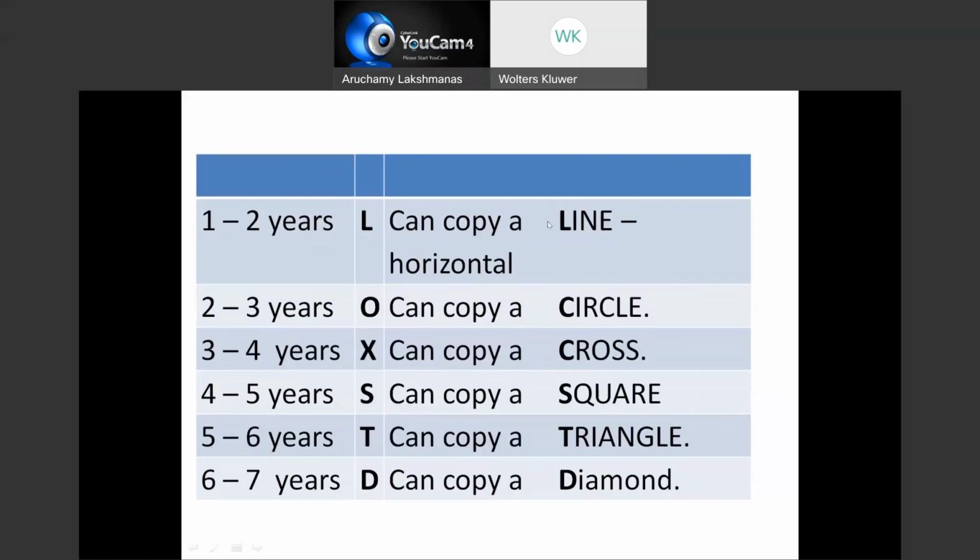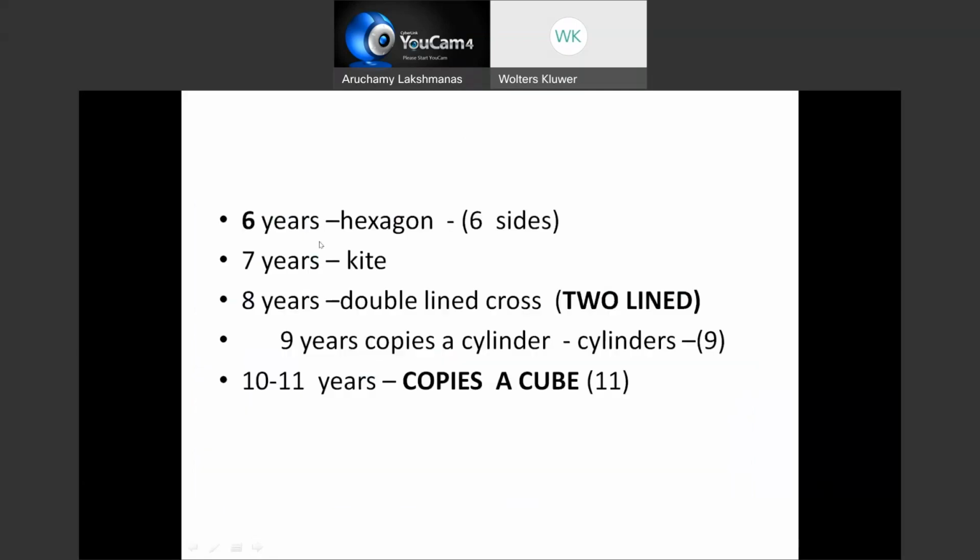So 1 to 2 years, it can copy a horizontal line and can copy a circle and cross, square, triangle, diamond. By 6 years, it can draw a hexagon. Hexa, 6, you remember. 6 sides. 7 years, kite. 8 years, as I told you, double line cross. 2-lined cross. 9 years, cylinders. 10 to 11 years, copy a cube. This is coming as far as fine motor is concerned.